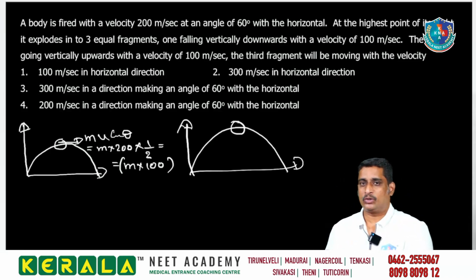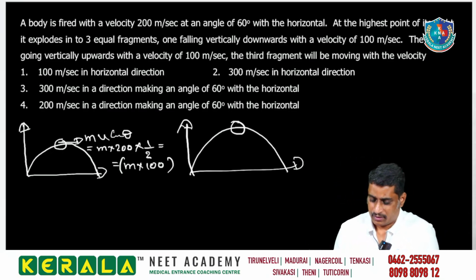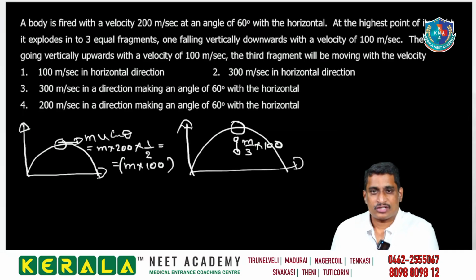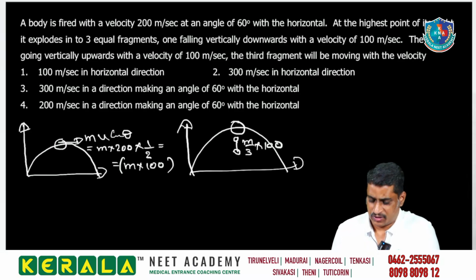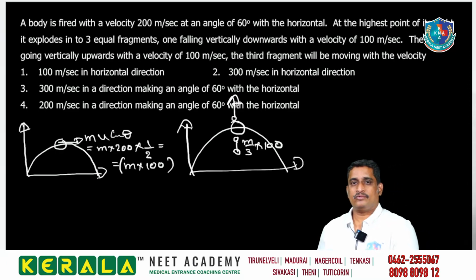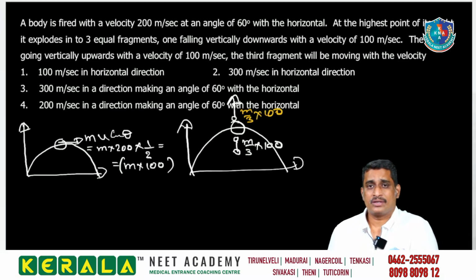The bomb is exploding into 3 equal fragments. So now the mass of each fragment will be equal to m by 3. One fragment is moving downwards with a speed of 100 meter per second. So the momentum of the first fragment will be equal to m into 100 by 3 kilogram meter per second. The second fragment is moving upwards with the same amount of momentum, which is nothing but m by 3 into 100.